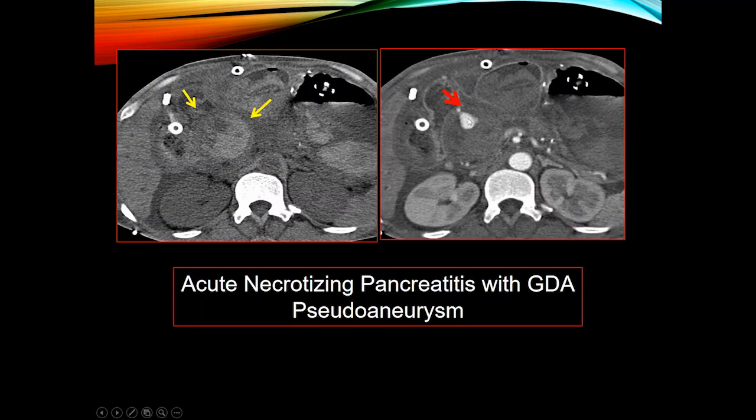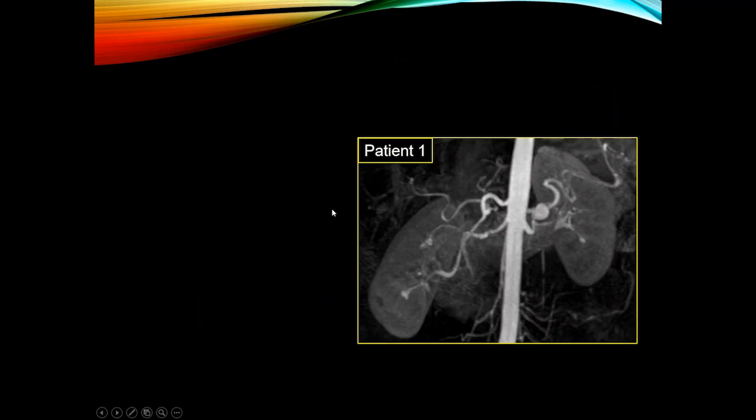After the patient receives contrast, you can see that this is an aneurysm that's rupturing, and this is of the GDA, and this is acute necrotizing pancreatitis with a complication of a GDA pseudoaneurysm that's rupturing. If you see such a hematoma in the abdomen, it's helpful, if the patient is stable, to do further imaging to assess for a potential bleeding source.